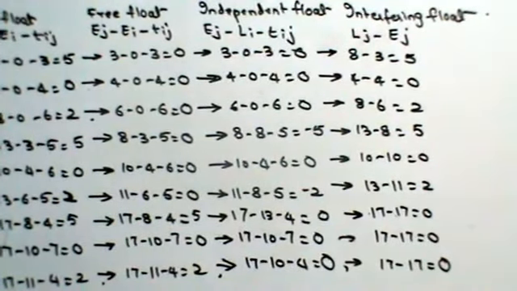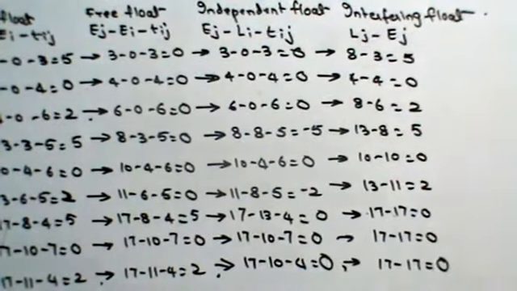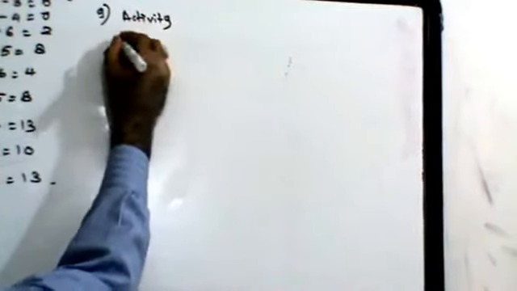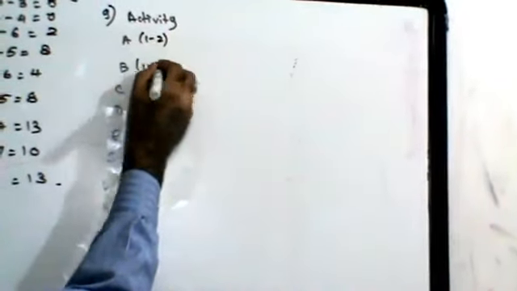Besides floats and start and finish time, there's another concept that you need to know in network analysis, which is called slack. Let's try to understand what is slack. Let's try to find out slacks. First, let's write this down. Activity A, B, C, D, E, F, G, H, I. 1 to 2, 1 to 3, 1 to 4, 2 to 5, 3 to 6, 4 to 7, 5 to 8, 6 to 8, 7 to 8.